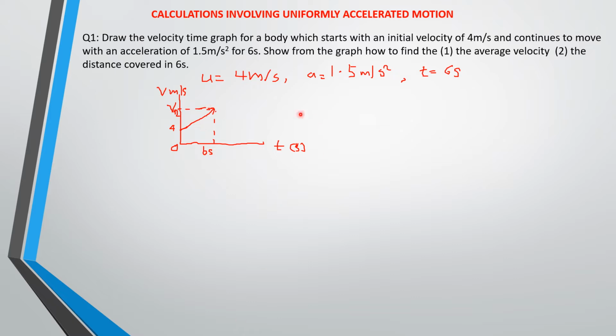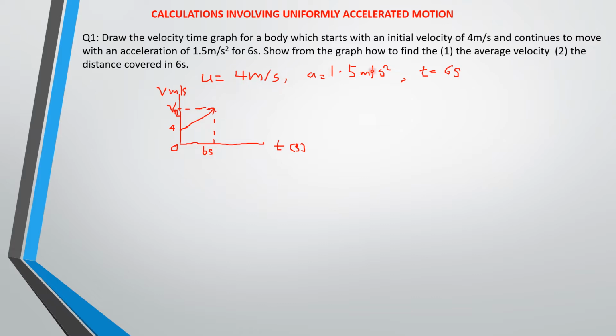Now we want to solve, say from the graph, show from the graph how to find 1, the average velocity. Okay, so before you can find the average velocity, you must first of all find the final velocity. So if you're looking at what you are given here, you are given initial velocity, you are given acceleration, and then you are given time. So which of the equations of motion are you going to apply?